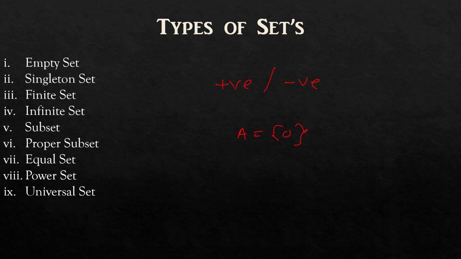Now take another example. B is equal to the captain of the Indian cricket team. So we get Virat Kohli. Again this set contains only one element, that is Virat Kohli. So B is again a singleton set.